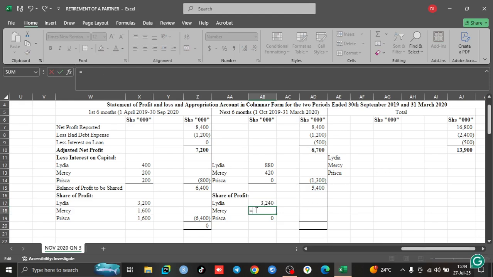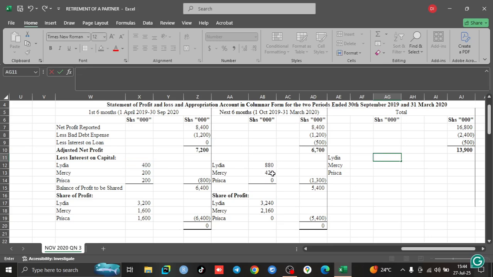Mercy's share will be 2/5 of 54. Now when we sum this up, negative sum, of course, because we are deducting it, you get the same 54. When you apportion the whole amount, it results with a 0. So for Lydia here, capital should be the total of these 2.